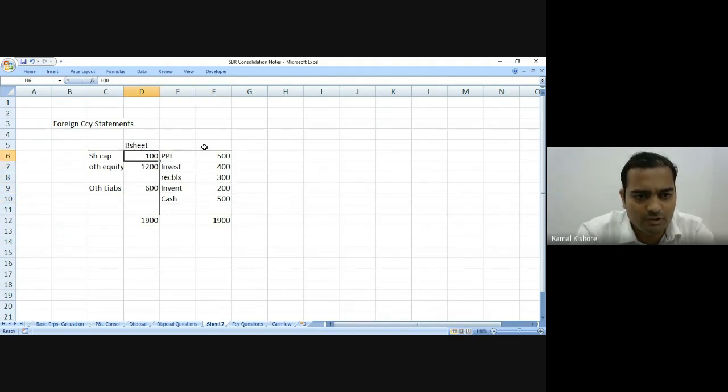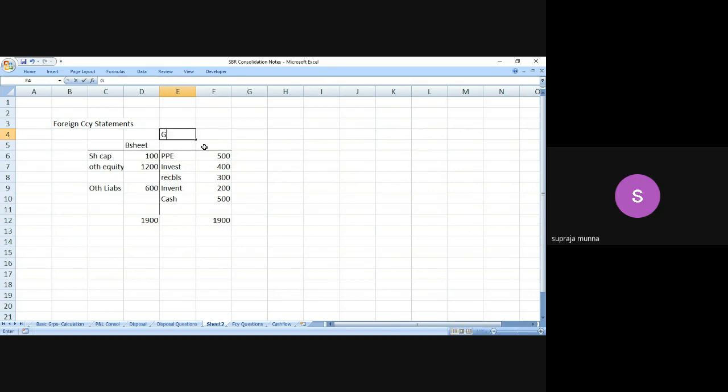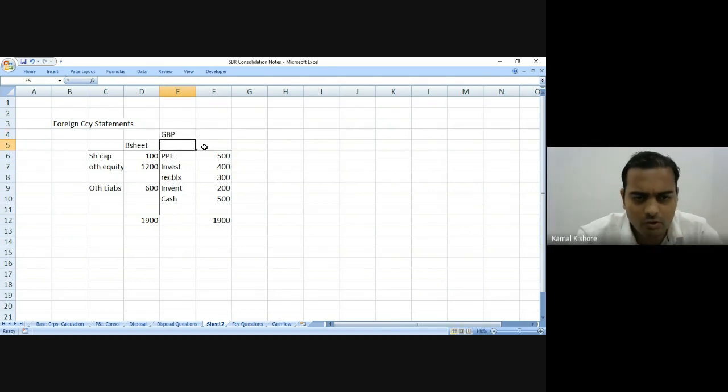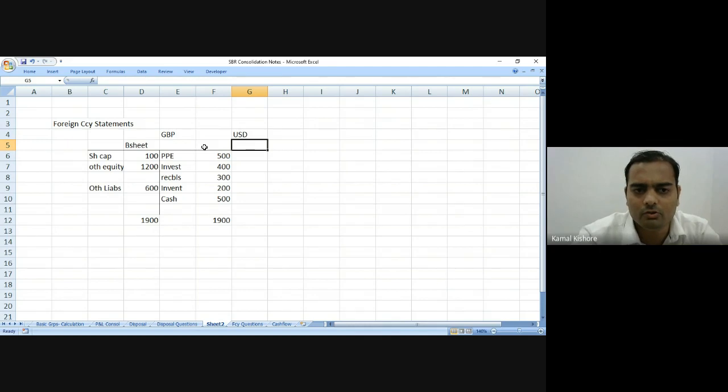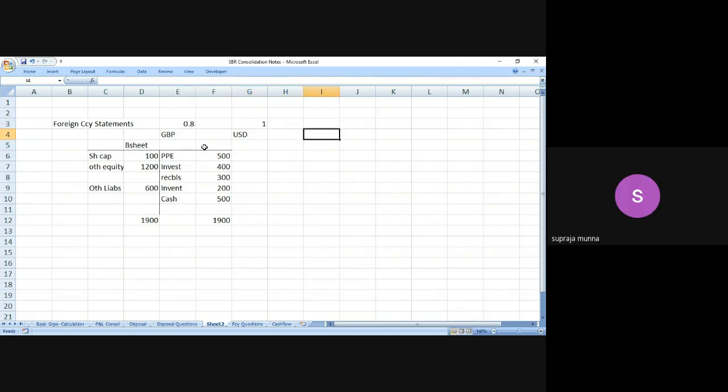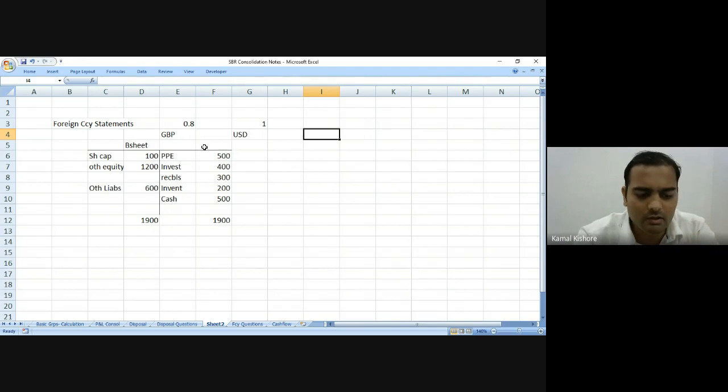So this is your subsidiary's balance sheet, which is in GBP. Or let's say in some currency, and you have to convert into some other currency. Let's say USD. Okay. So let's say what is the rate? 1 USD is equal to 0.8 GBP. That is the rate, right?